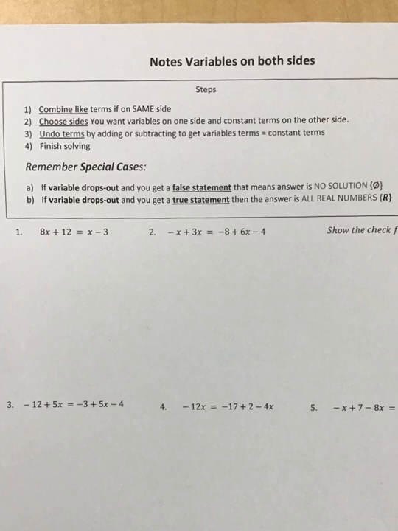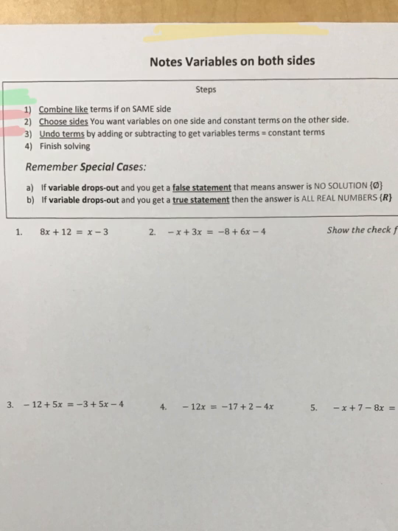Okay, hi everybody. Today we're going to do combining our variables on both sides. Variables on both sides. There are lots of ways that you can do this. There isn't one way, but one of the things we want to do is probably combine like terms first, before you start choosing sides and then undoing terms. That just makes it a little bit easier.